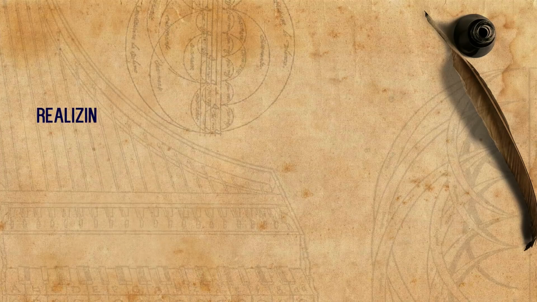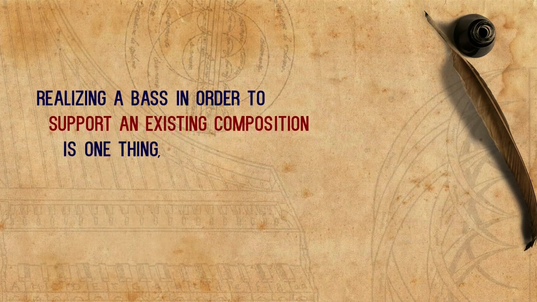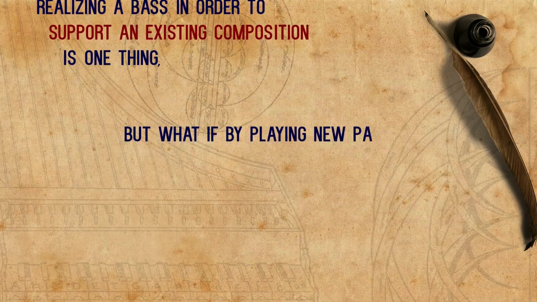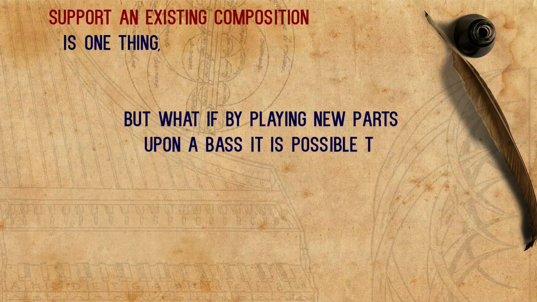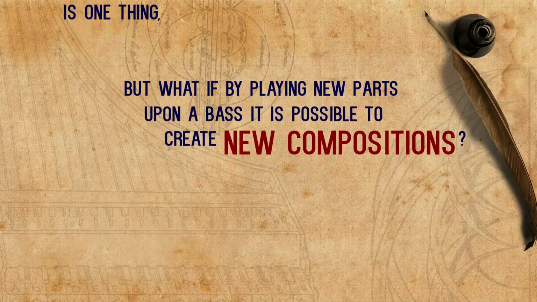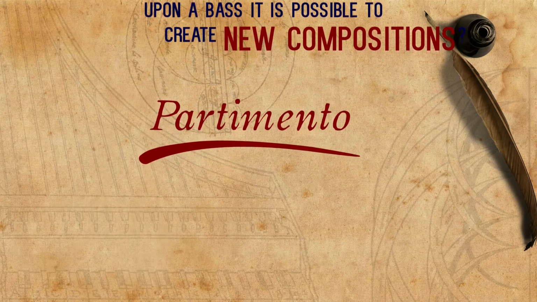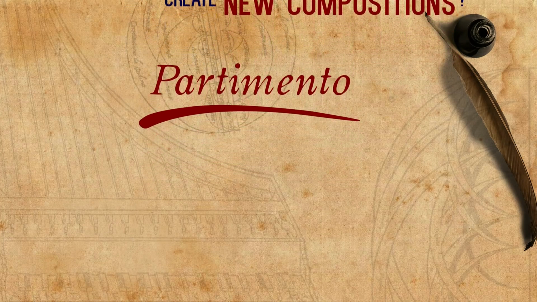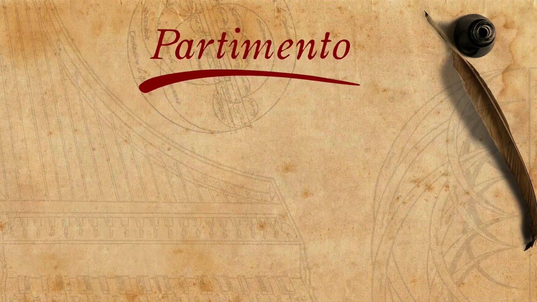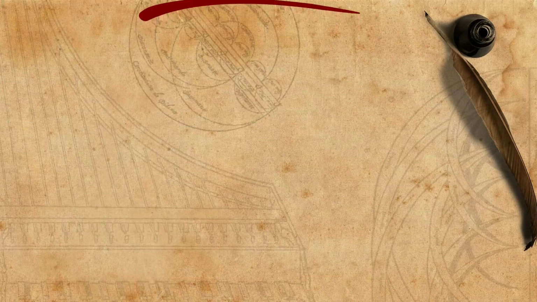Now, realizing a bass in order to support an existing composition is one thing. But what if, by playing new parts upon a bass, it is possible to create new compositions? In such a case, the bass line should more correctly be called partimento. Partimenti were widely used only towards the end of the 17th century, but their roots can be found already at the beginning of the century.